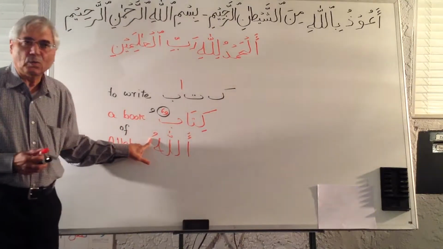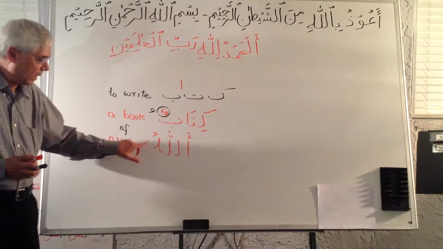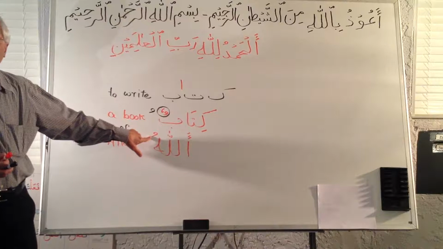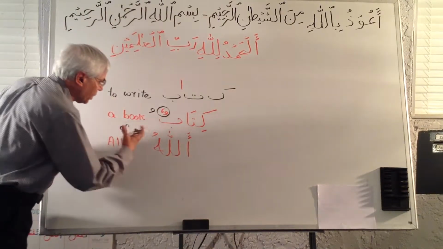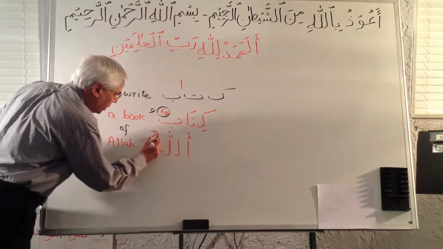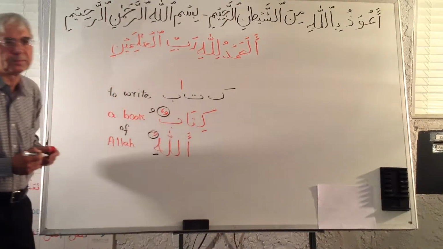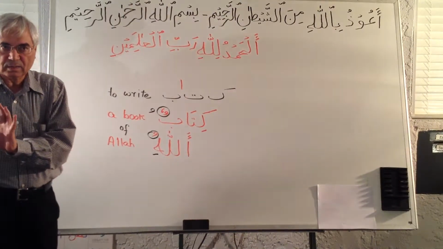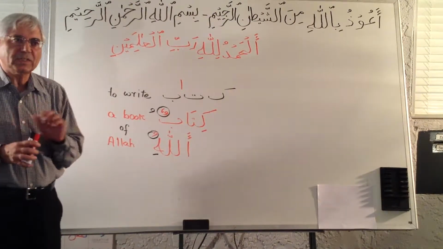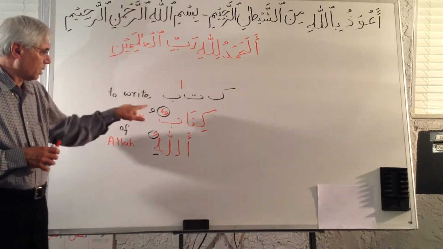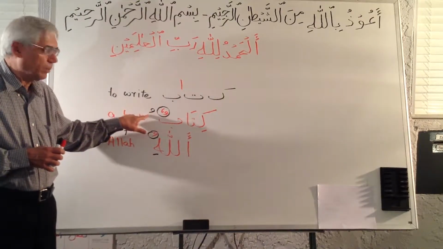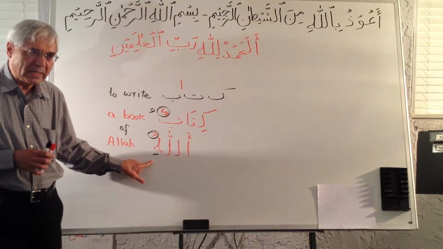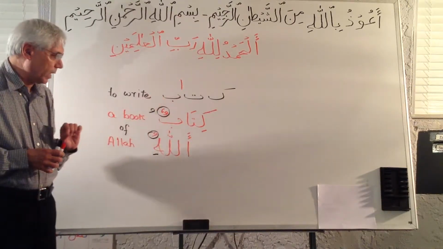Then we take the second word here, Allahu, and look at the last letter, which has a dhamma on it. What do we do here? We take this dhamma and change it to a kasra. So, on the last letter, we made changes on both words. Kitabun became kitabu. Allahu became Allahi.